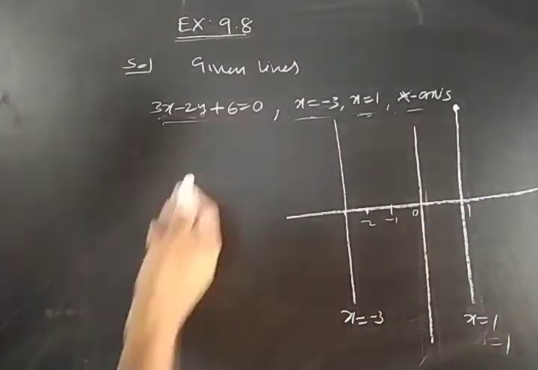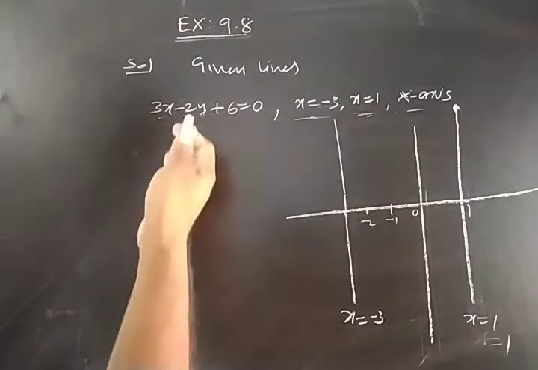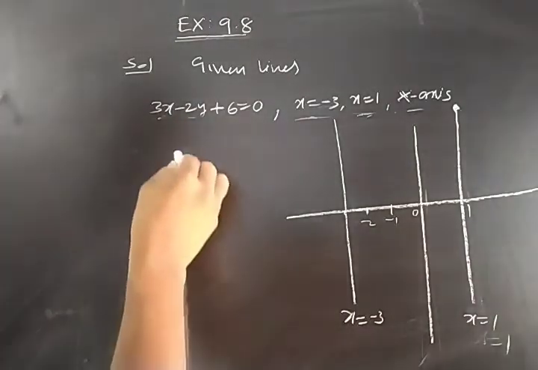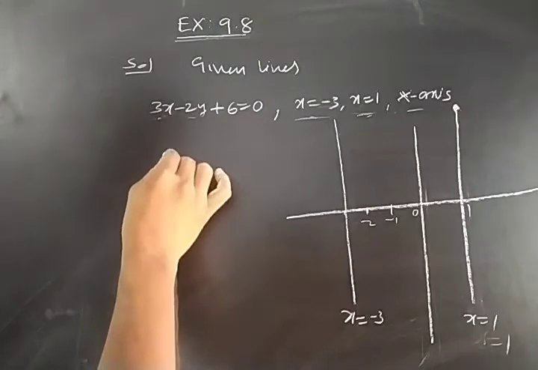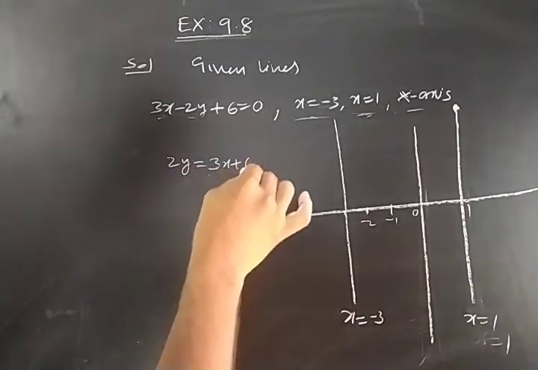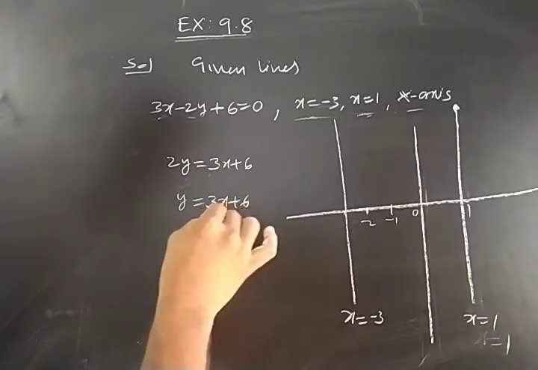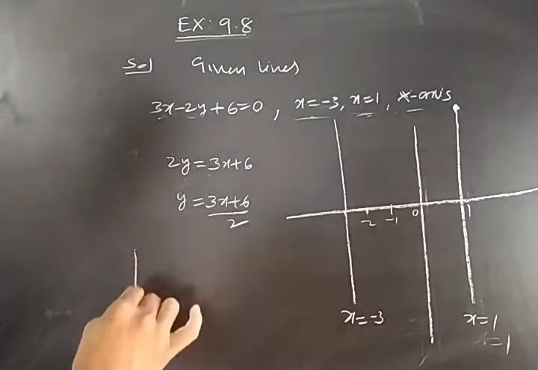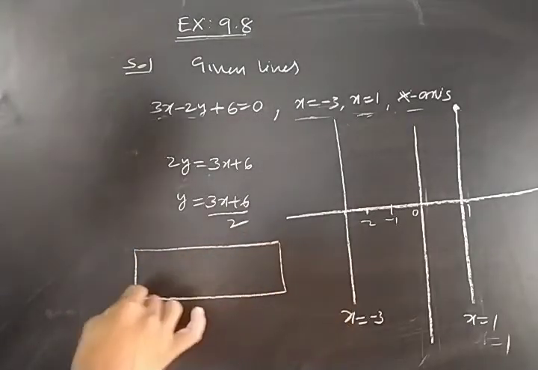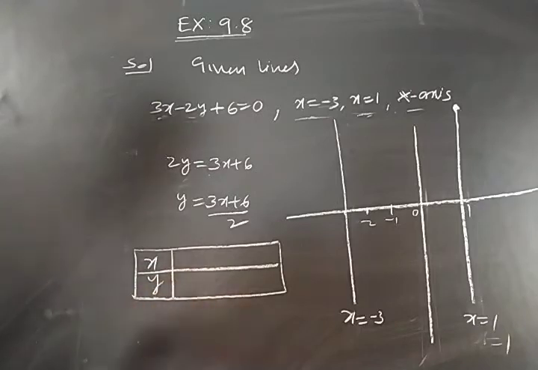Okay. Now I have to draw this line. To draw this line I need a few points on this line. So I will modify the equation first of all. I will send minus 2y to the right hand side. You will get 2y equal to 3x plus 6 and y equal to (3x plus 6) by 2. Now I will take a few x values independently. We will get y values.